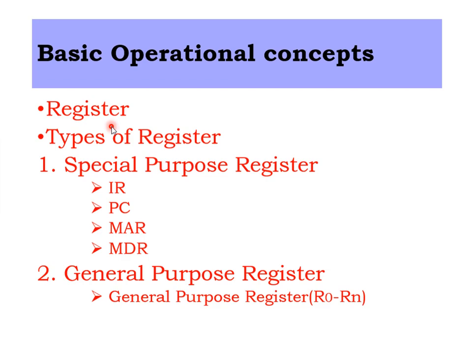Registers are present inside the CPU, so any data can be placed in the registers which are available inside the CPU. They can be accessed very fast, that is, read or write operations can be done very fast. So there will be a certain set of registers available in the CPU itself.